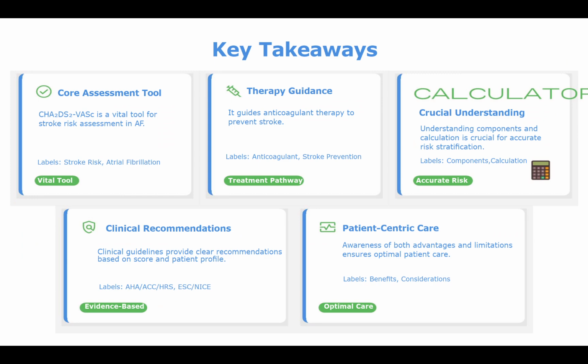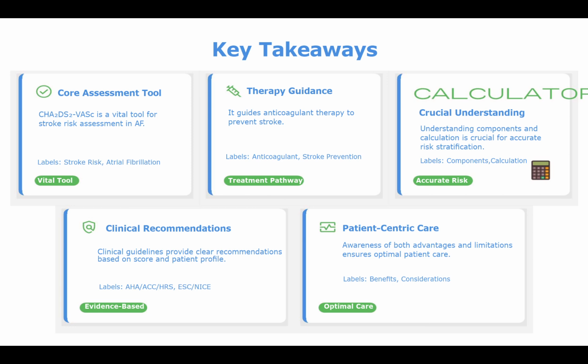To bring our discussion to a concise and impactful close, let's revisit the key takeaways from today's presentation. First, remember that the CHA2DS2-VASc score is a vital and widely used tool that serves as the cornerstone for assessing stroke risk in patients diagnosed with atrial fibrillation. Its role in patient management cannot be overstated. Secondly, it plays a crucial role in guiding anticoagulant therapy by accurately stratifying risk. It helps us effectively prevent stroke and, importantly, its often debilitating and life-altering consequences.